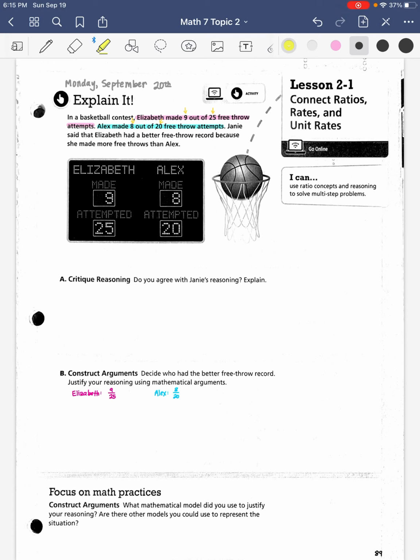Well, let me remind you what Janie's reasoning is. She said that Elizabeth had a better record because she made more free throws than Alex. And we can all agree that 9 is a bigger number than 8. But the two girls had different number of attempts. So no, I do not agree with Janie's reasoning.